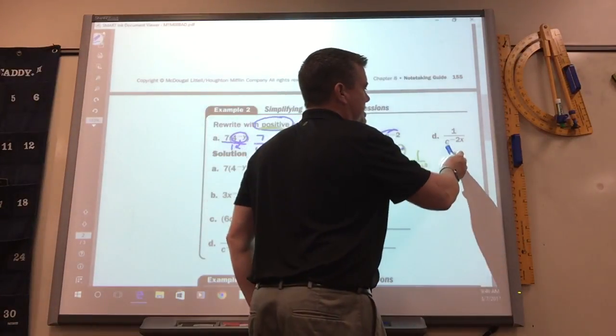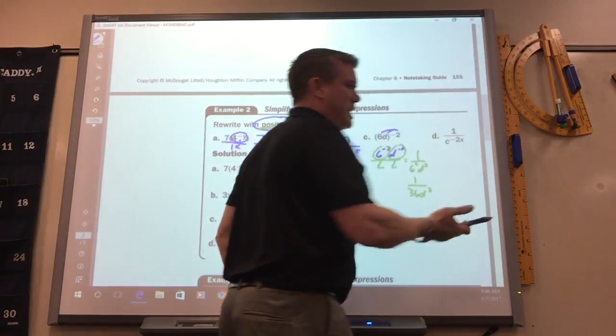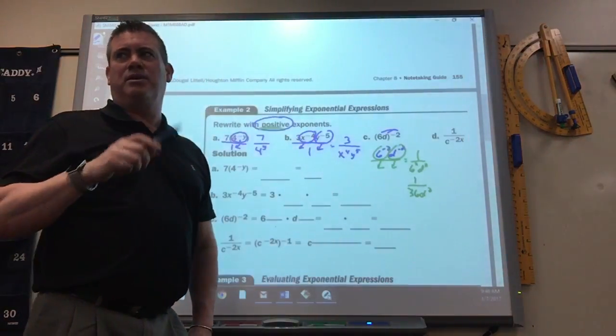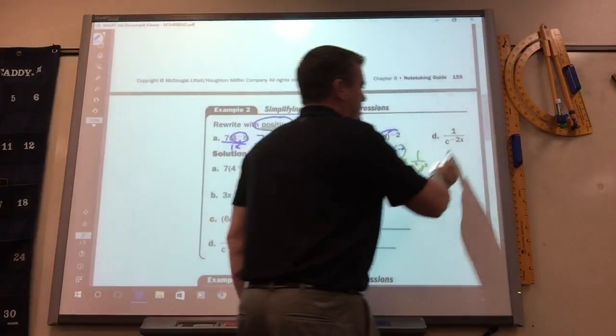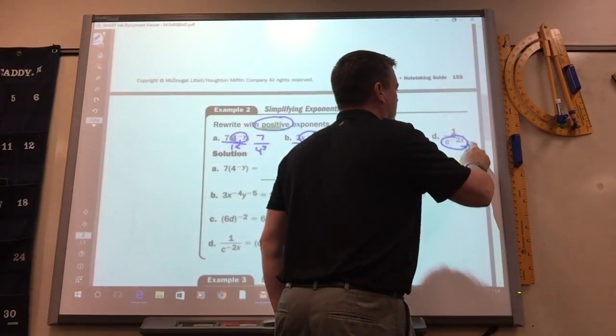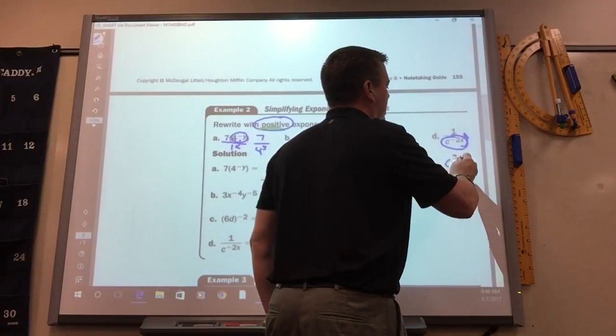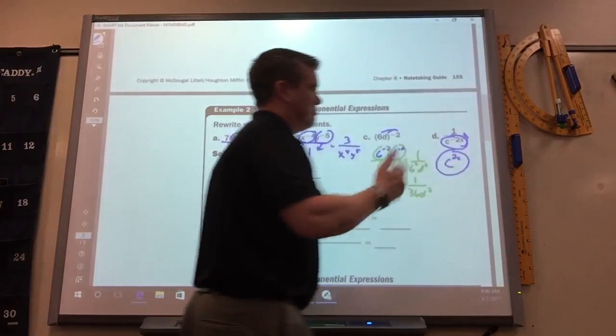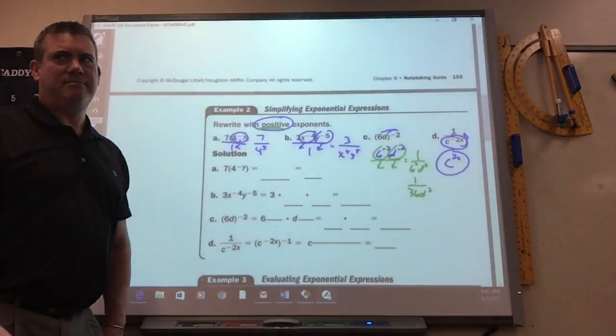So this one, it's c to the negative 2x, which we can't figure out. All they want you to know is this property. Since it's a negative exponent and it's on the bottom, you just move it up and it turns to a positive exponent. Okay.